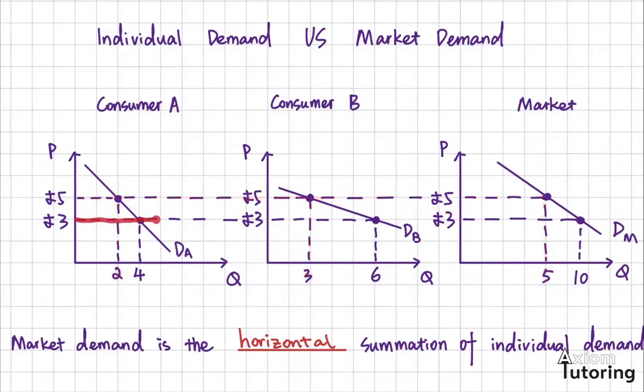Similarly, at the price of £3 each, A is going to demand 4 units, while B is going to demand 6 units. So the total market quantity of demand would be 4 plus 6, 10 units. Graphically, market demand lies more towards the right of individual demand curves because it includes more consumers.